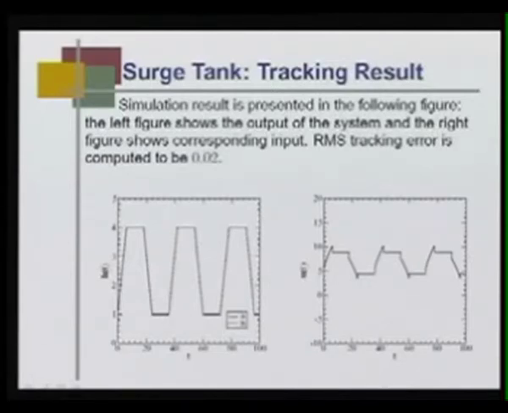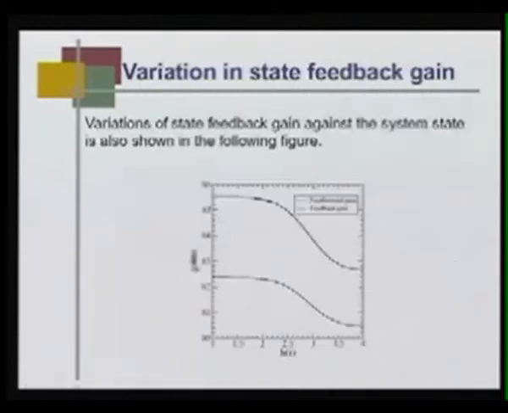The left figure shows the output of the system and the right figure shows the corresponding input, that means the control action, and this is the height. So, I am doing set point tracking from 4 to 1, again 4 to 1, and this is very perfect tracking, you can easily see, and the controller is almost very smooth. Okay. And you see that the feedback gain and feedforward gain that were obtained have a time varying nature, because this is a nonlinear system, it cannot have a constant gain, it has a variable gain. The variation of state feedback gains against the system state is also shown in the following figure.